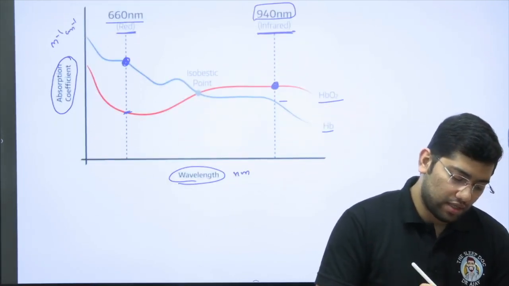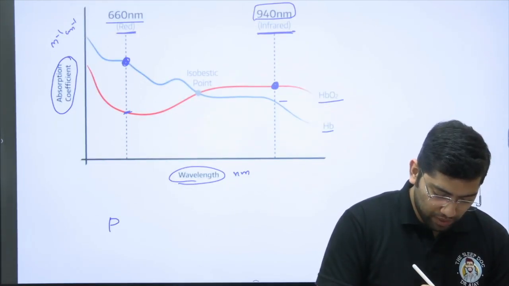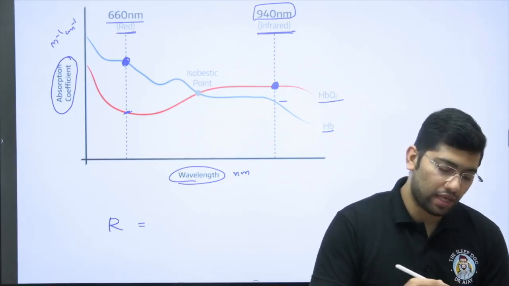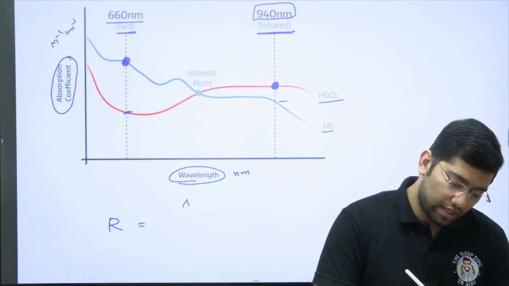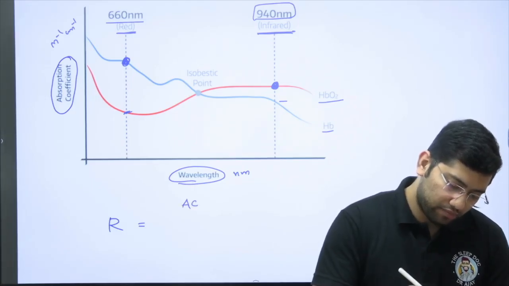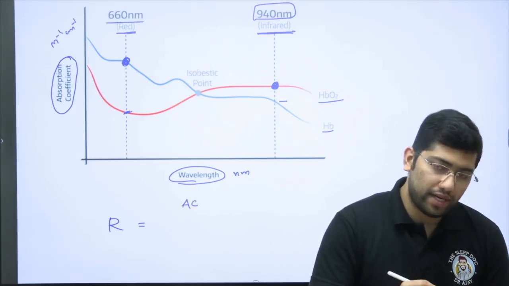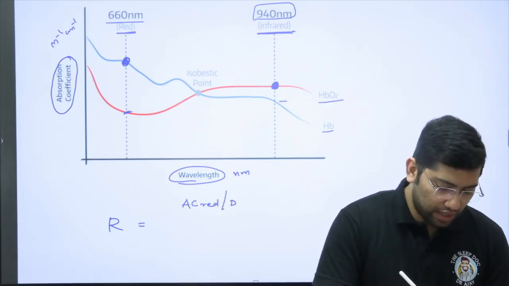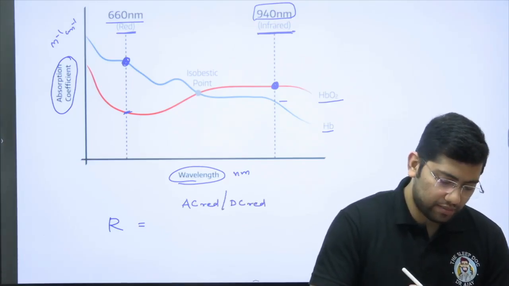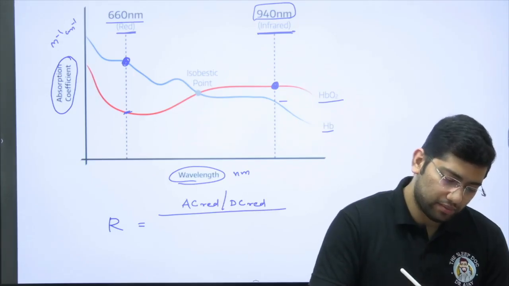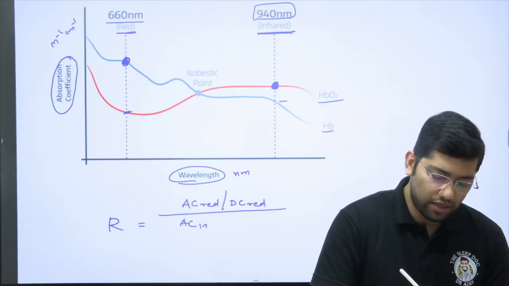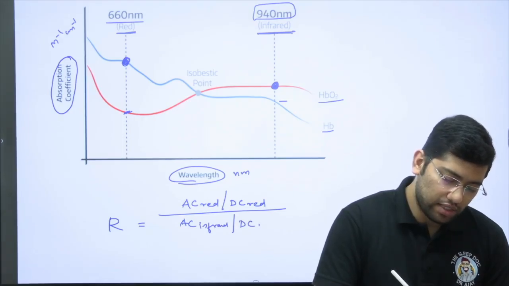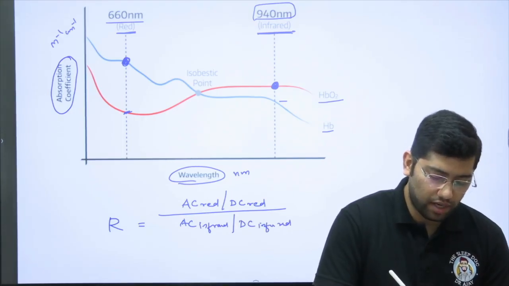Now, the formula for pulse oximeter detection is called the R value. This R value is the ratio of the AC, the alternating component of red light, divided by the DC, the direct component of red light, divided by the AC component of infrared light divided by the DC component of infrared light.